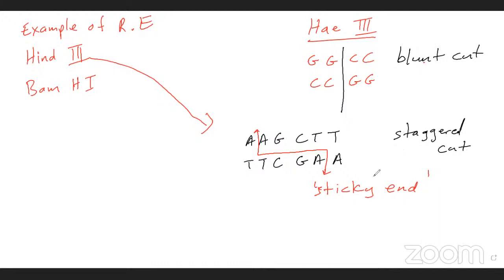When you have a staggered cut, we say it leaves the DNA with sticky ends, meaning, right, you would have A bonded to T, and T, T, C, G, A. Right, so notice all of this is gone. So these ends would be free. All right, so we call it sticky ends. So know a few restriction enzymes, and now you know the types, blunt and staggered.